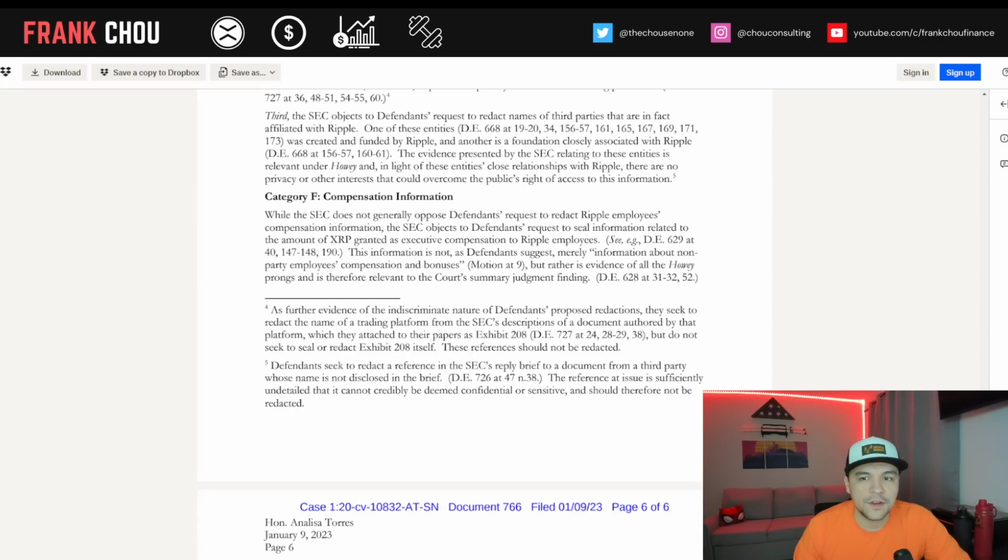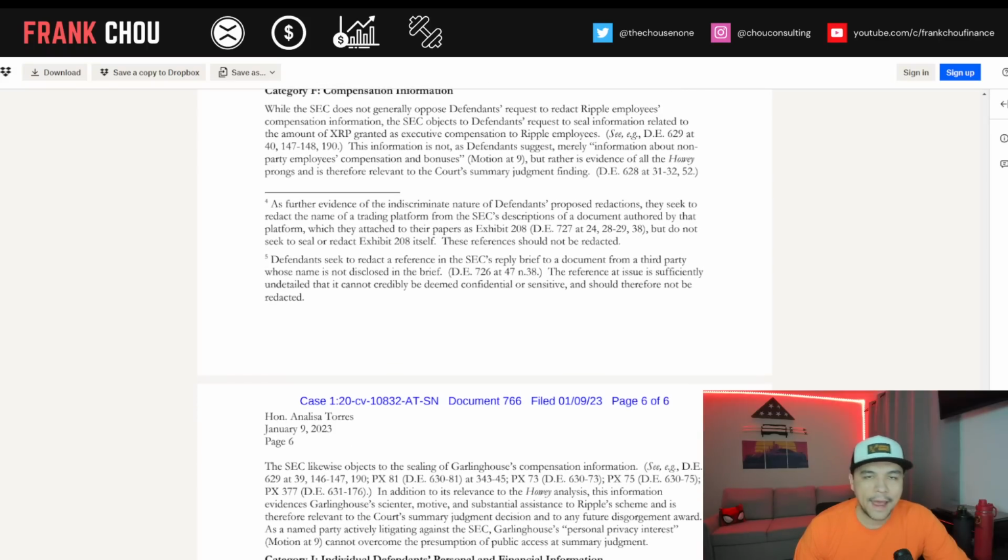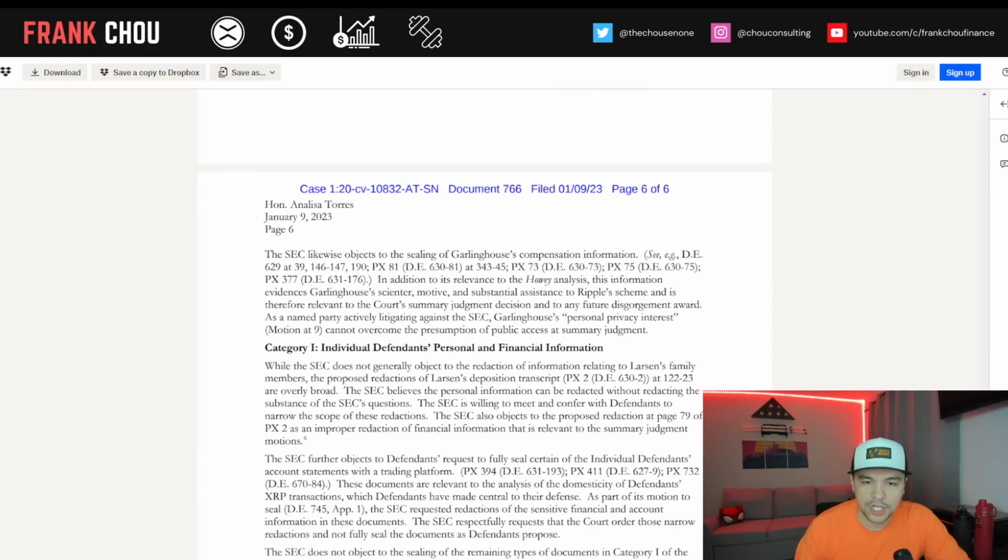And third, the SEC objects to the defendants' request to redact names of third parties that are in fact affiliated with Ripple. They list those numbers there. They say one of these entities was created and funded by Ripple, and another is a foundation closely associated with Ripple. Next, category F, they say, compensation information. The SEC does not generally oppose the request to redact employees' compensation information. The SEC objects to their request to seal information related to the amount of XRP granted as executive compensation to Ripple employees. This information, they argue, is not merely information about non-party employees' compensation and bonuses, but rather is evidence of all the Howey prongs and is relevant to the court's summary judgment finding.